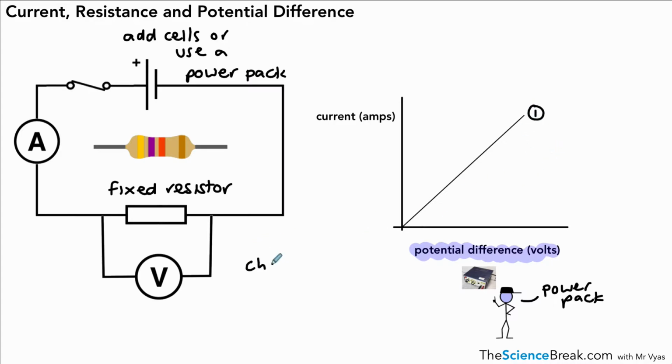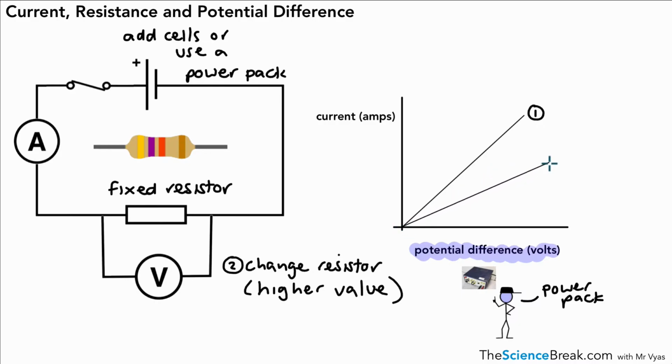Now, we could actually look at another example where we change the resistance. In other words, we keep it fixed, but we have a different value. So we can have a higher value of resistance. And what would the graph look like then? Well, because we've got a higher resistance, it's going to have more effect of lowering current. So it would still rise, but it wouldn't rise by as much.